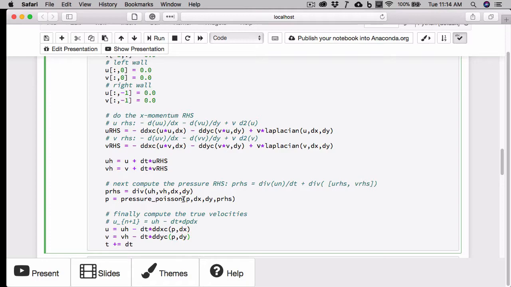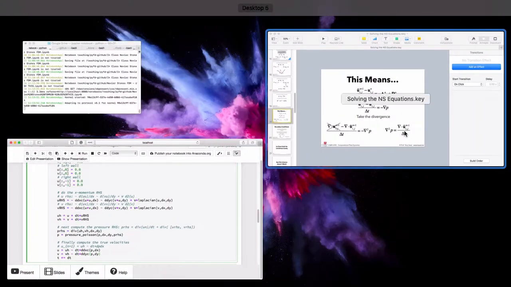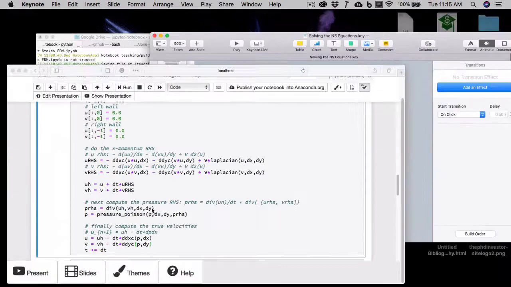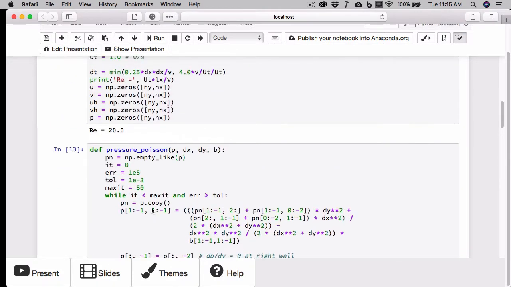Clear? This is the last step in the algorithm. So after we solved the Poisson equation for the pressure, we're going to take the pressure and put it in here and solve for u n plus 1. You remember the algorithm. First, we solve the Navier-Stokes without the pressure, solve for the pressure, and then use this equation to get the true velocity field. So let's see what happens. Let's run this again.